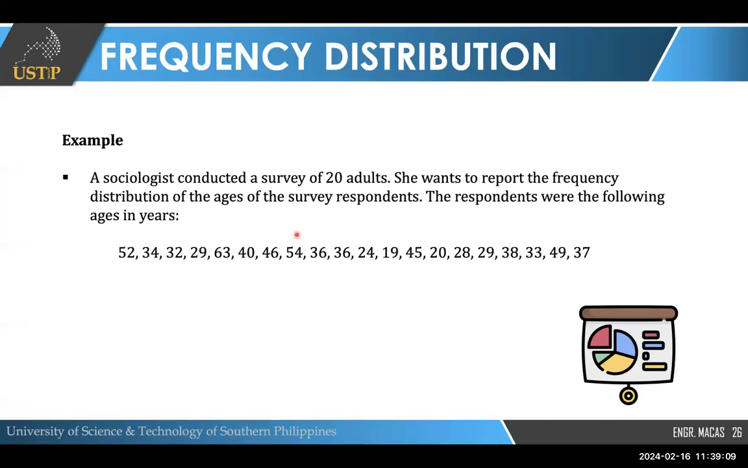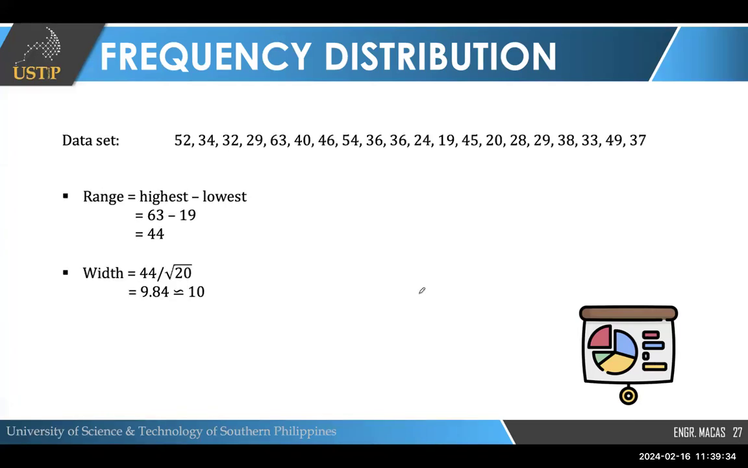So let's spot where the highest value is and where the lowest value is. The highest value would be, I guess, 63, and then the lowest would be 19. So we spot this to find out the range of the age. Once we have identified the lowest and highest values, the range would be your highest minus the lowest. So that would be 63 minus 19, that is 44.